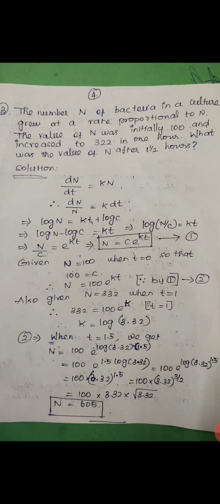1.5 hours can be written as 3 by 2. Already we know this mixed fraction can be replaced by the fraction 3 by 2. I will simplify 3.32 to the power 3 by 2: it is 3.32 into 3.32 the whole power 1 by 2. I will simplify this, and we get N is equal to 605. The value of N we have to find is N equal to 605, which is enough.